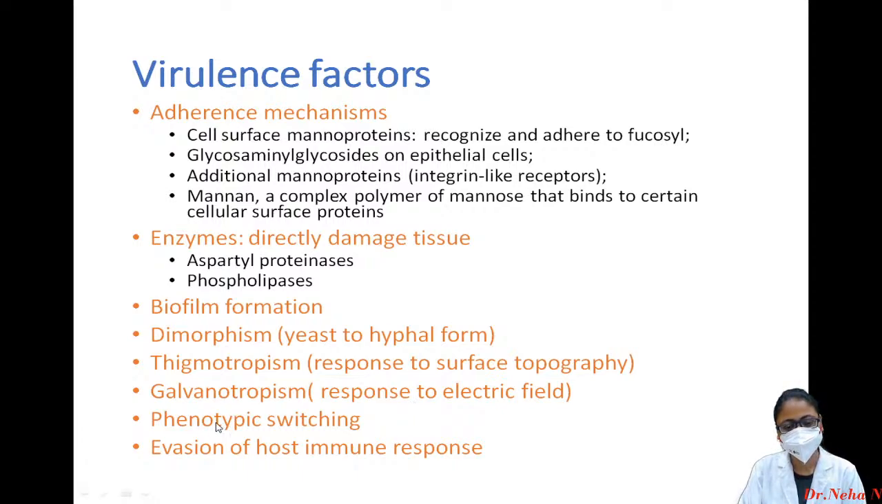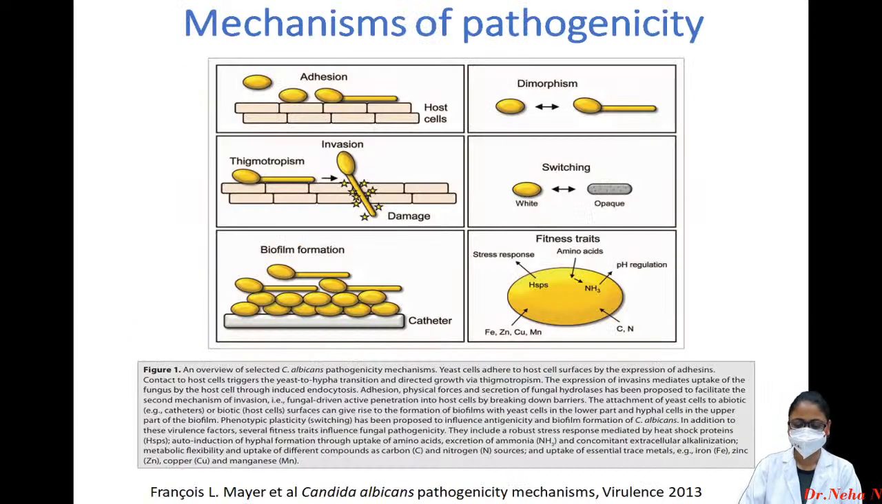Then next is phenotypic switching. In certain cases, the Candida can switch from white colonies to opaque colonies, and these opaque colonies express certain different genes which have higher virulence, and this can predispose to invasion. Another is evasion of the host immune response, and this is especially seen when the Candida can evade the complement system. So these are the various mechanisms of pathogenicity.